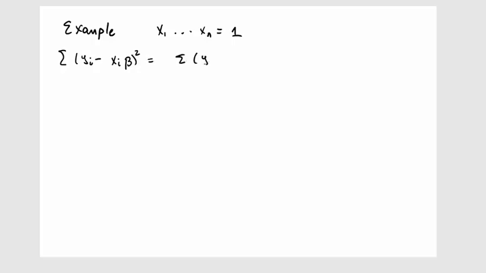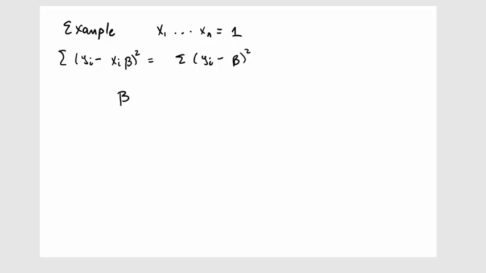Let's consider an example that we've already shown otherwise. So imagine if x1 all the way up to xn are all equal to 1. Then my equation where I want to minimize summation yi minus xi beta, my regression through the origin equation, works out to be summation yi minus beta quantity squared. It's mean only regression.